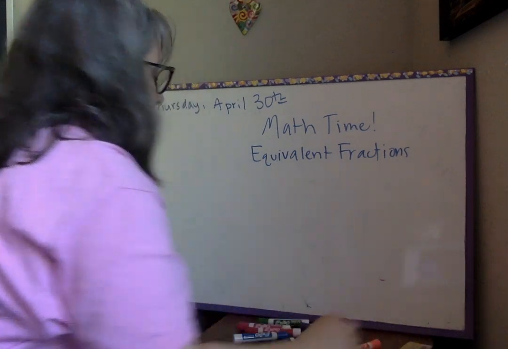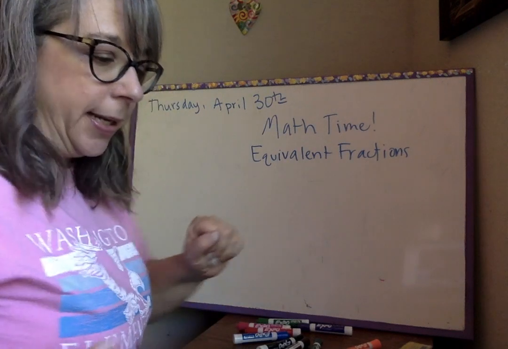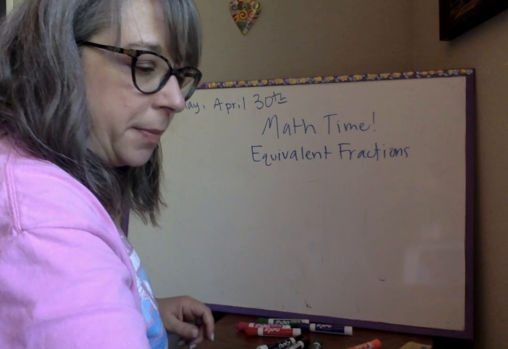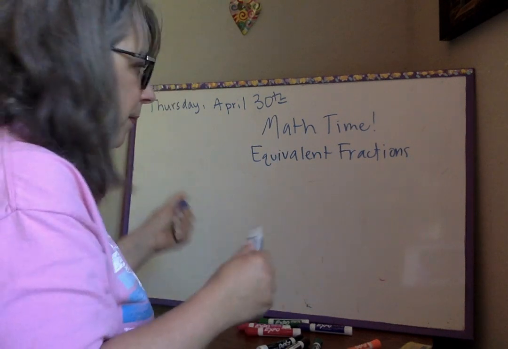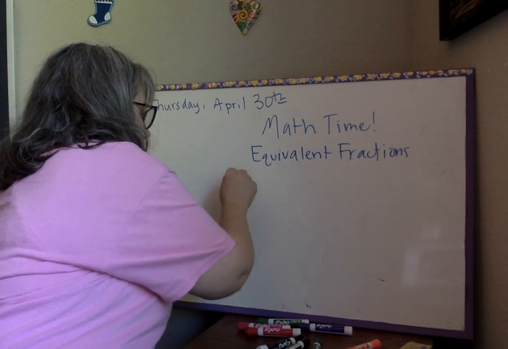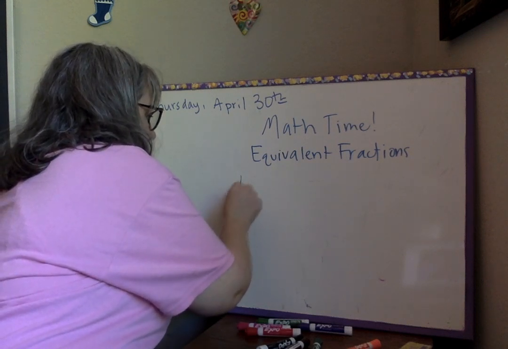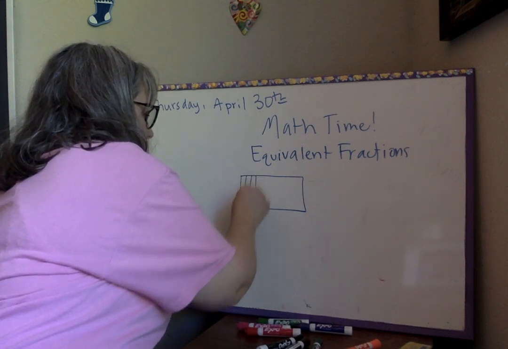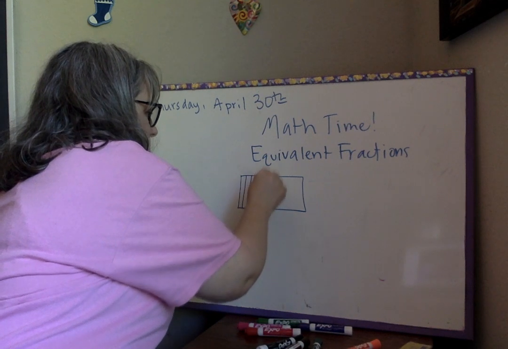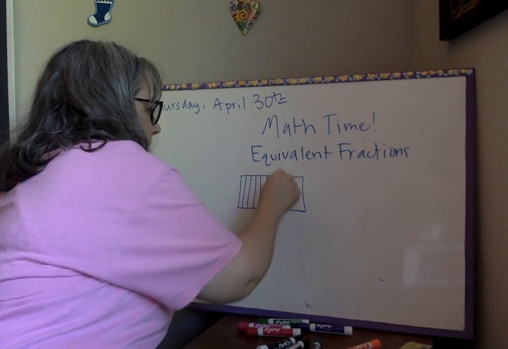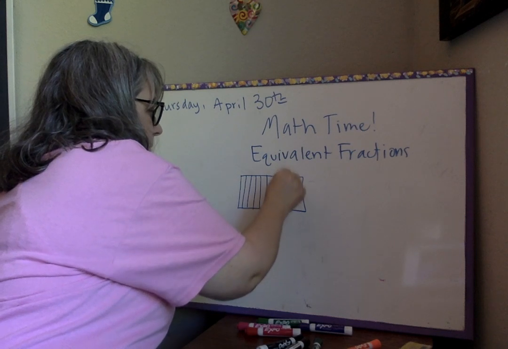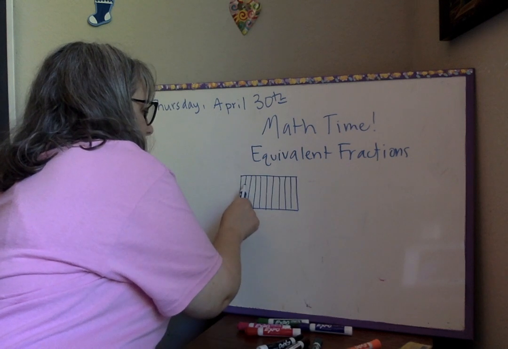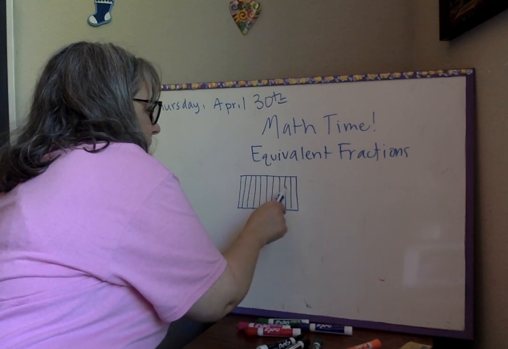Okay, here we go. We're going to say 1, 2, 3, 4, 5, 6, 7, 8, 9, 10. I think that will make 11. 1, 2, 3, 4, 5, 6, 7, 8, 9, 10.